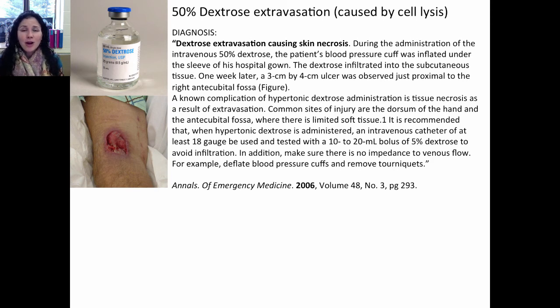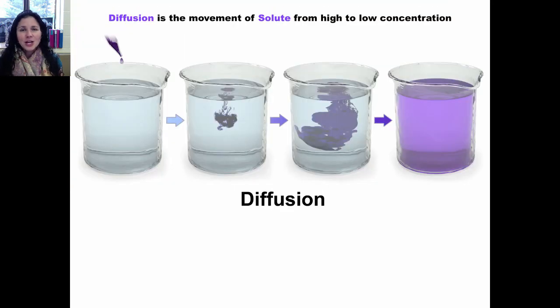It's good to be aware of when you're dealing with hypertonic and hypotonic solutions and the potential repercussions so that you can take the appropriate precautions to prevent this sort of thing from happening. We just talked about osmosis, which is the movement of water across membranes. Now I'd like to talk about diffusion, which is the movement of solute from high concentration to low concentration. And solute in this case is anything but water.